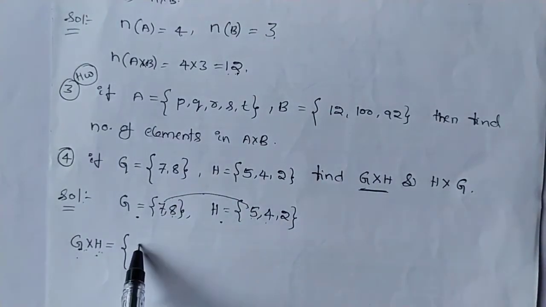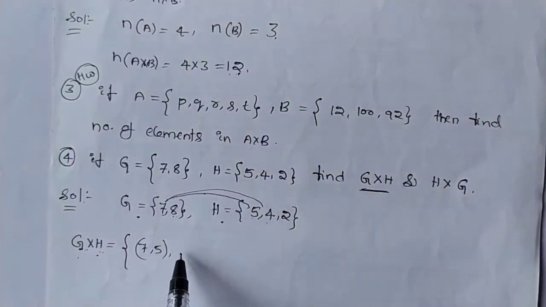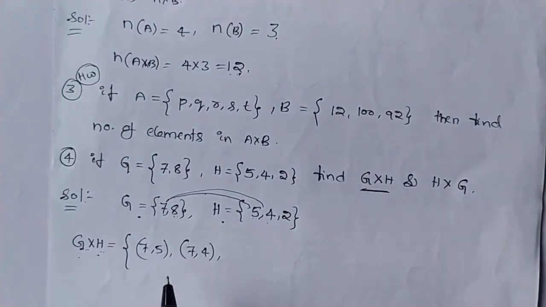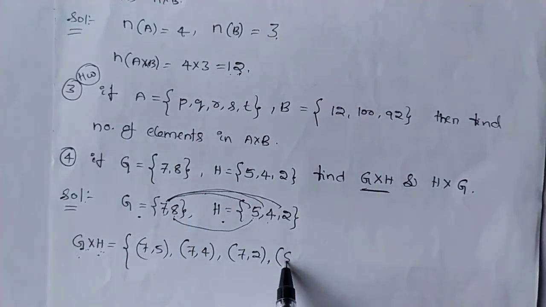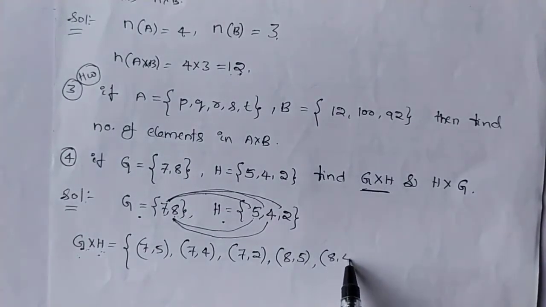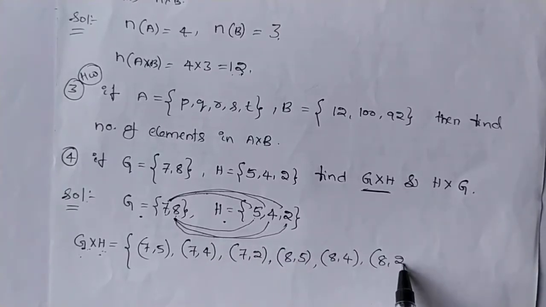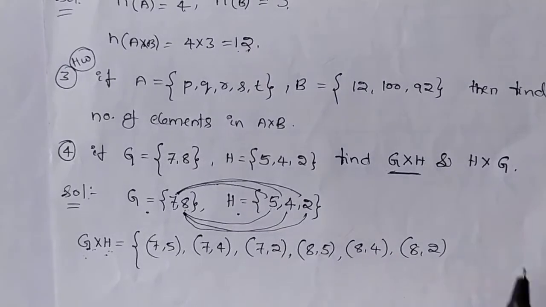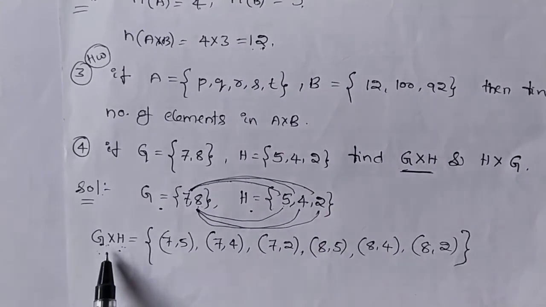Now let us find G cross H. 7, 5. Next 7, 4. Next 7, 2. Next, 7 is over. Next remaining element 8. 8, 5. Next 8, 4. Next 8, 2. It is the Cartesian product of G and H.